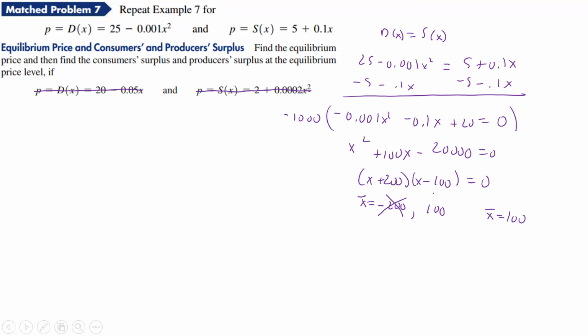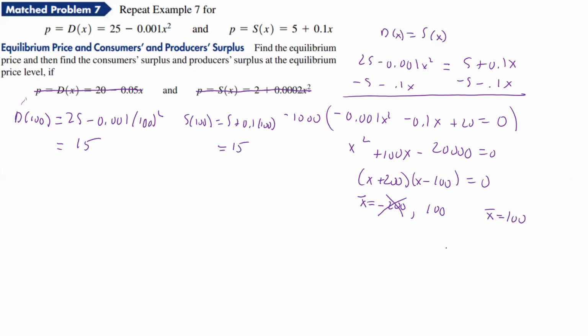Okay. So what are we going to do now? Well, let's figure out what P is equal to for the demand and the supply. If we plug those in, D of 100 equals 25 minus 0.001 times 100 squared, and S of 100 is equal to 5 plus 0.1 times 100. So 0.001 times 100 squared is 10, and 25 minus 10 is 15. Here we have 5 plus 0.1 times 100, so that's 10 plus 5, which is 15. And so that's our break-even point.